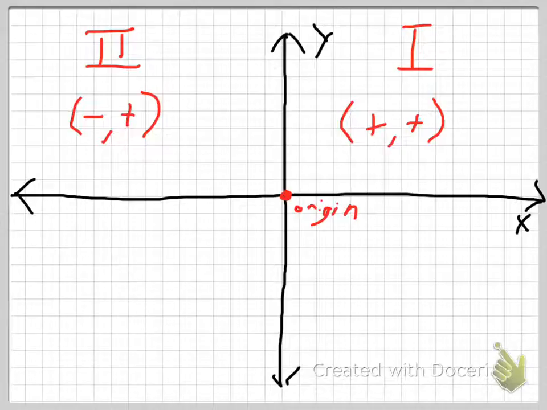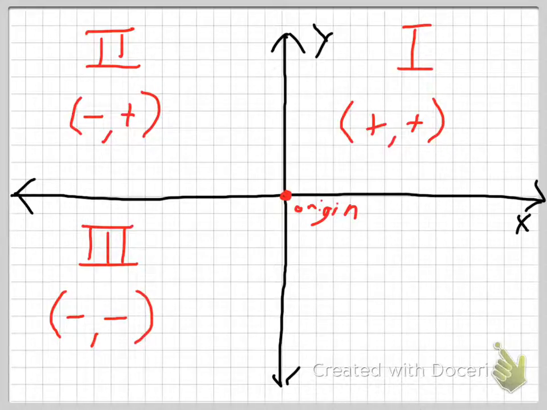Quadrant 3 goes directly below that. If I'm looking at my ordered pairs for quadrant 3, I'm thinking, okay, my x value, again, is to the left of 0, so it's going to be negative. My y value is below 0, so it's also going to be negative. So if I'm dealing with a negative first value and a negative second value, then I'm going to end up in quadrant 3.